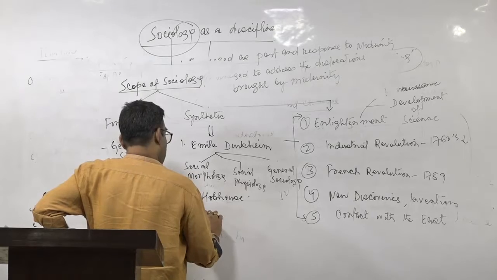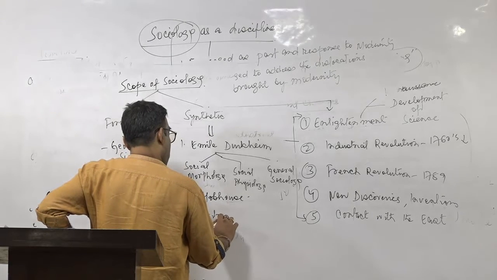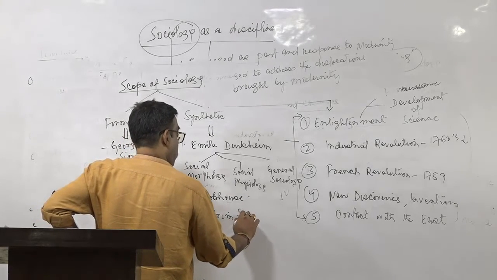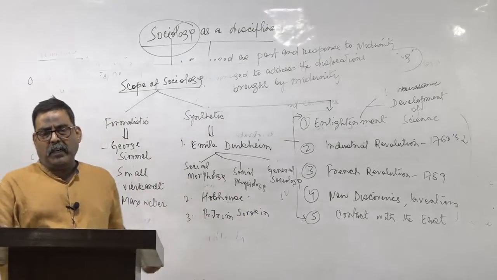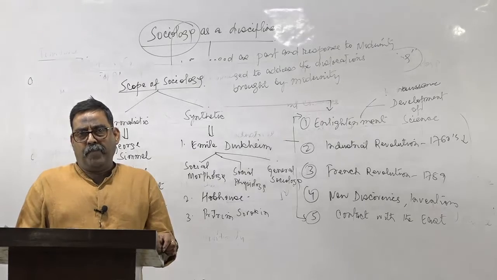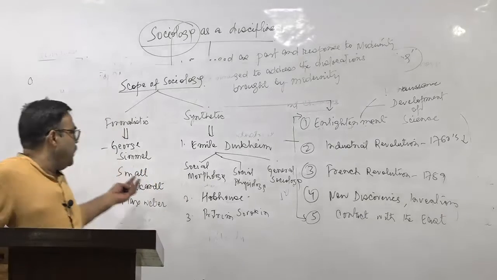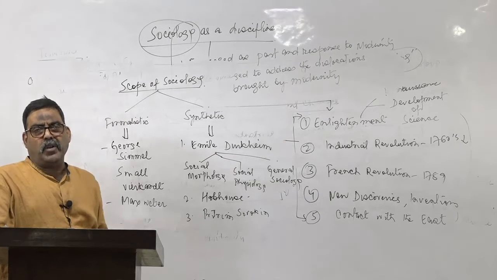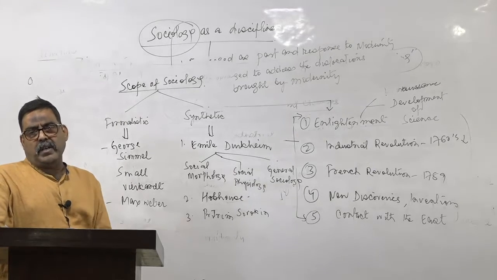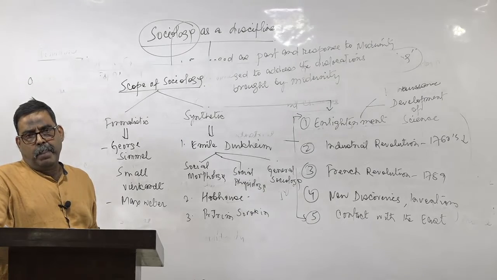and the third one is Sorokin. Sorry, if you remember one name, that you will find. But it is easy to remember George Simmel and Max Weber in the formalistic school, because when you talk about formal sociology, you will be beginning with George Simmel.